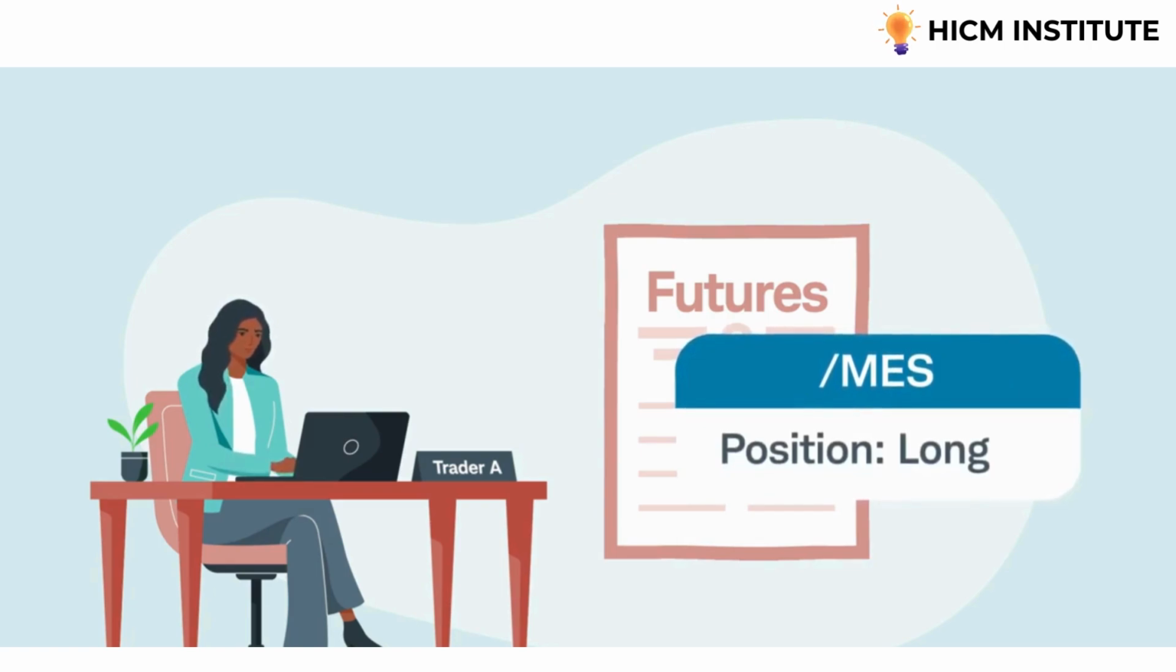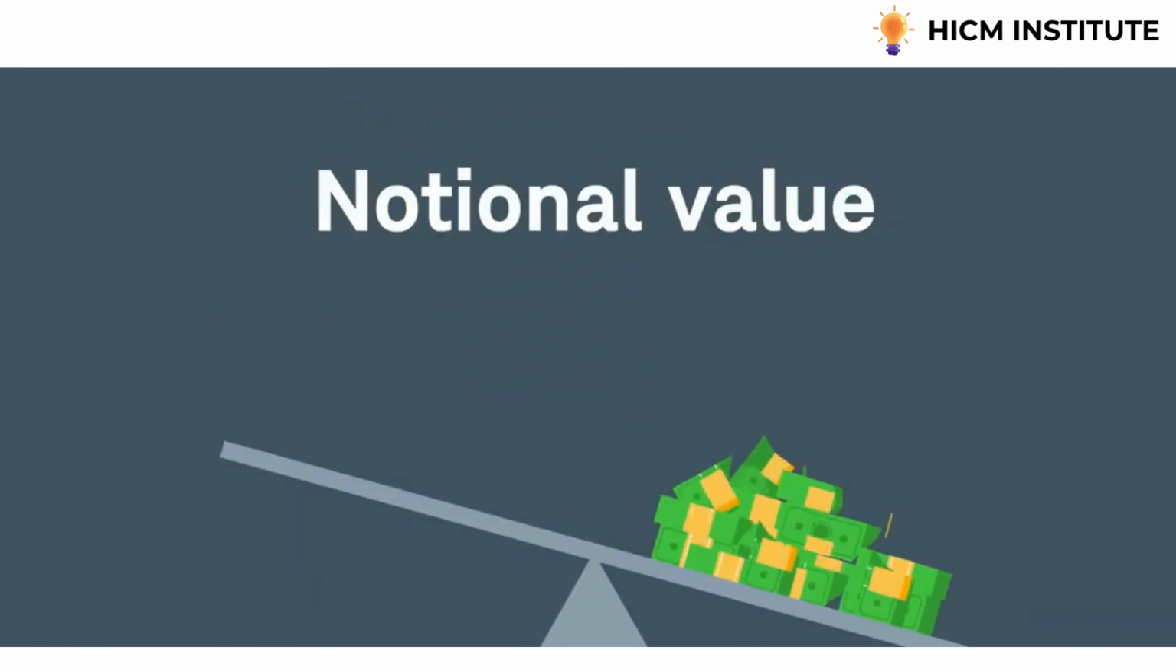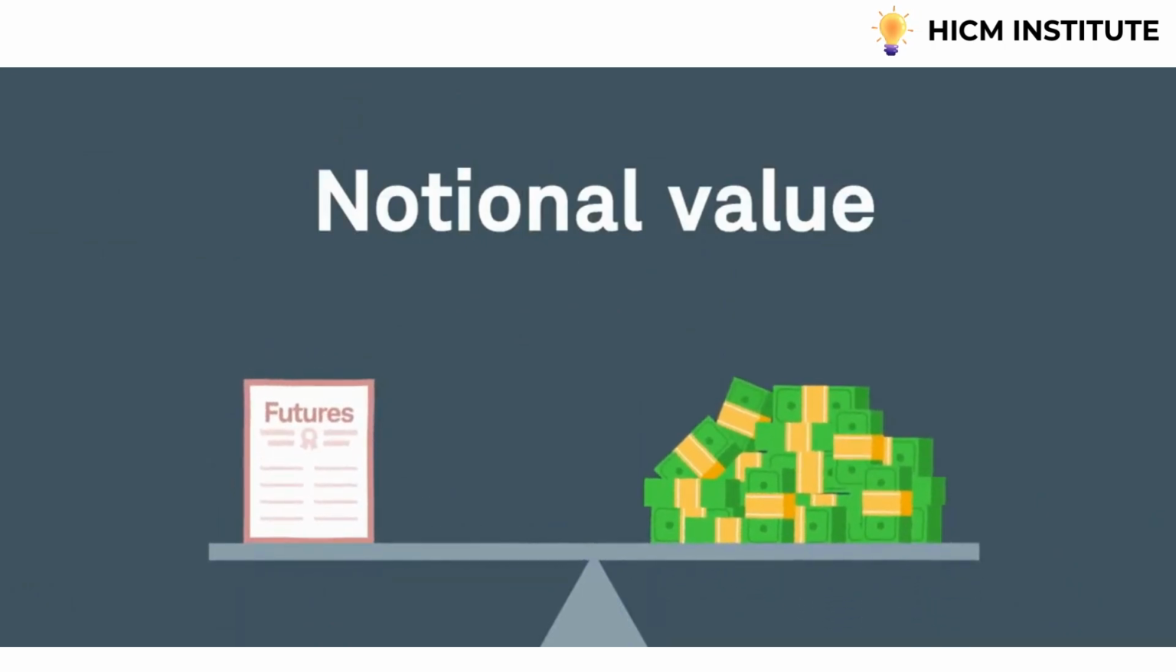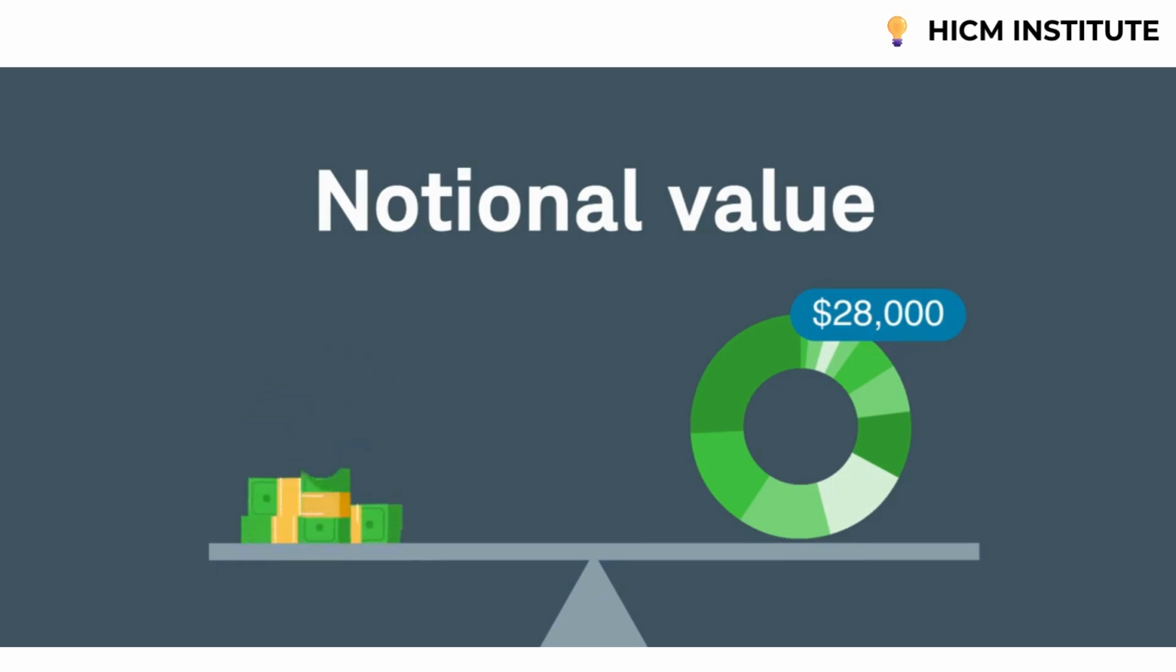For this example, we'll say that MES is trading at 5,600, which is a notional value of $28,000. Notional value is the cash equivalent value to owning the underlying asset, or the contract's total value. In other words, if you wanted to buy a portfolio that reflected the S&P 500 with the same value as an MES contract, you'd have to invest $28,000. However, by using a futures contract, trader A can put down a fraction of the contract's $28,000 notional value.